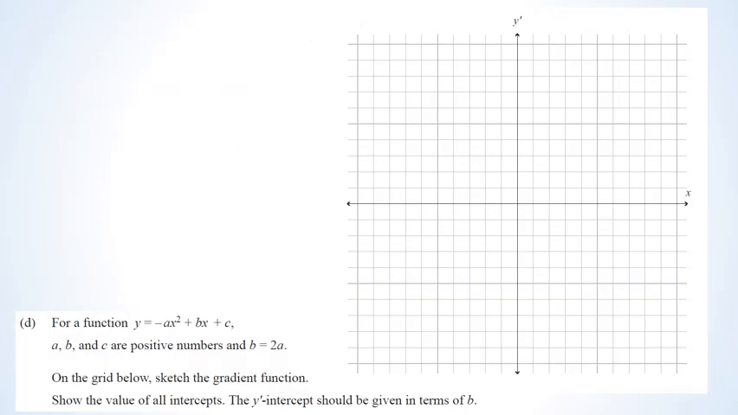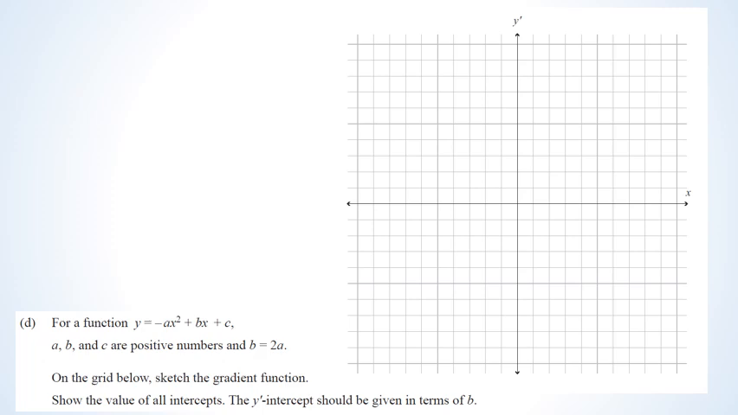All right, so what we have is, I know the spacing, I've done it slightly different, and there's a reason for it, but anyway, I'll just show you guys how it works out, okay? So we've got a function y equals negative ax squared plus bx plus c. A, b, and c are positive numbers, and b equals 2a. That's all we know. On the grid below, sketch the gradient function. Show the values of all intercepts. The y dash intercept should be given in terms of b.